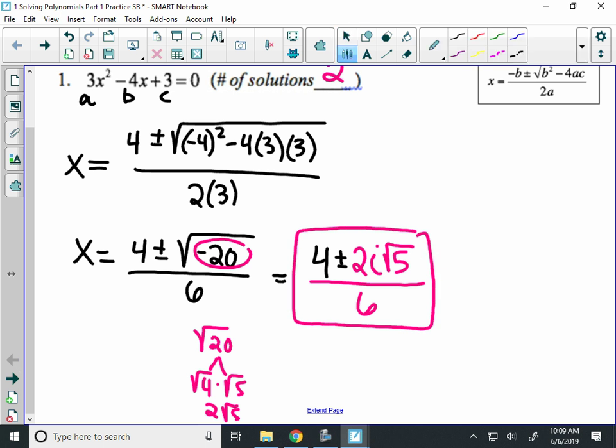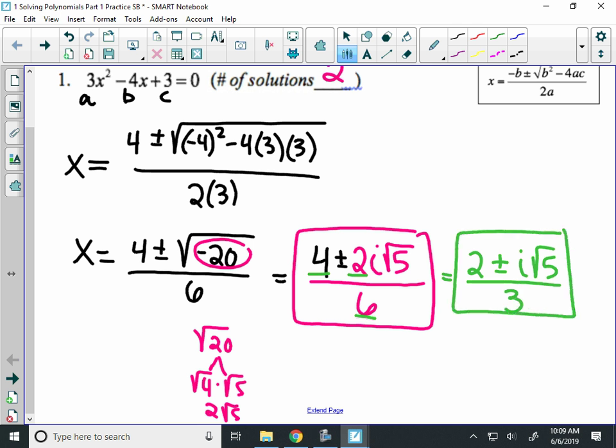However, we can still simplify. The 4, the 2, the 6 are all even, so I can divide them by 2. 4 divided by 2 is 2, plus or minus 1I radical 5 over 3. That is a simplified answer, but either one of those I will accept.